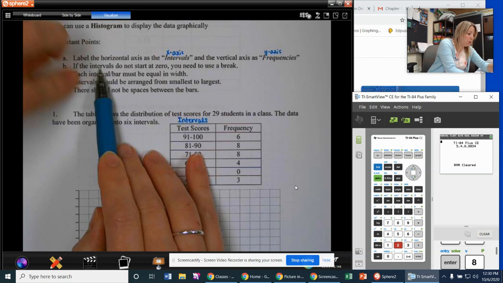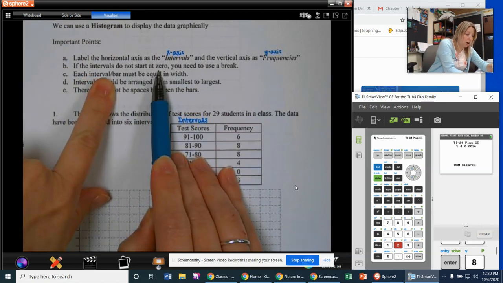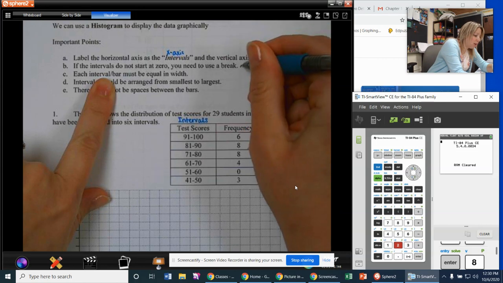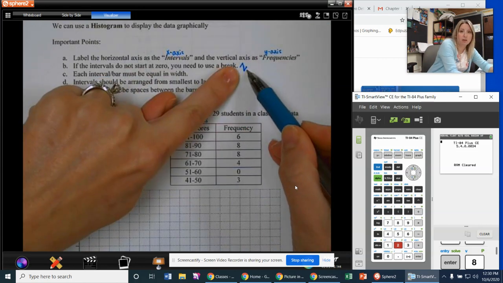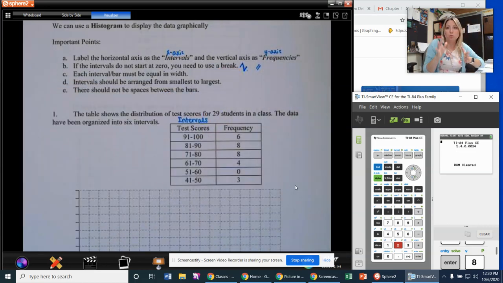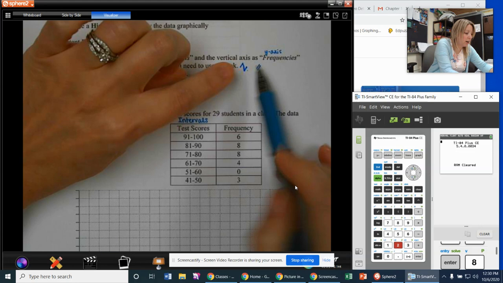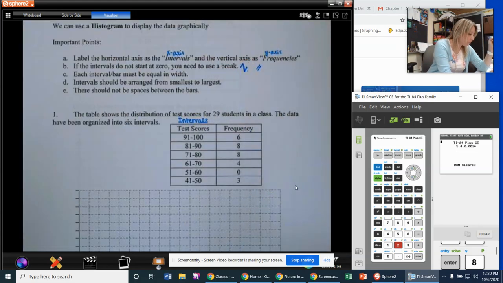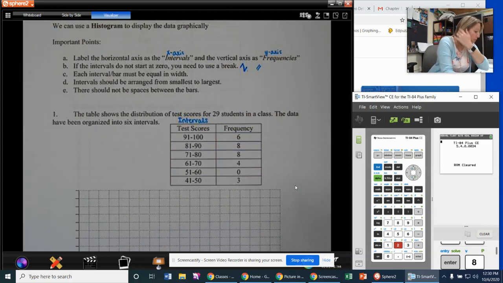If my lowest interval does not start at 0, then I need to use something called a break. And that just means that since my graph doesn't start at 0, I can't start at 0, so I put this little guy here, or you can do this little guy. Either of those are breaks, right? So I call this one the Harry Potter scar, and I just call this one the dashes. And you can use either of those, and I'll interchange when I'm doing mine so you can see both.